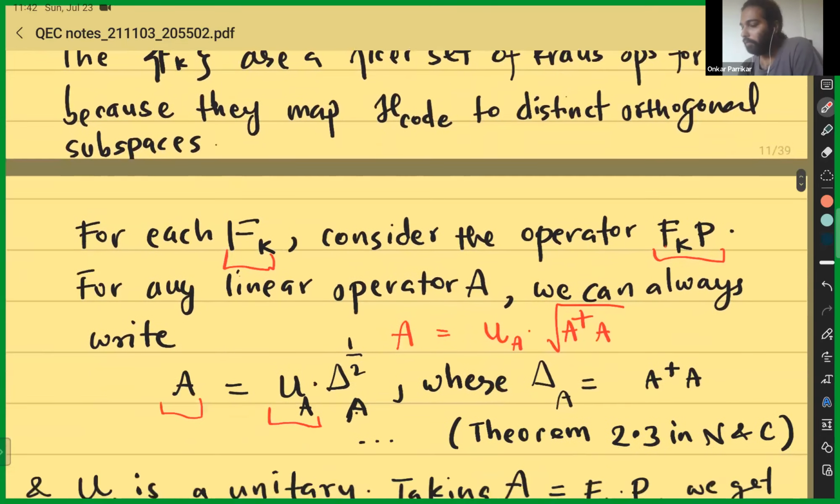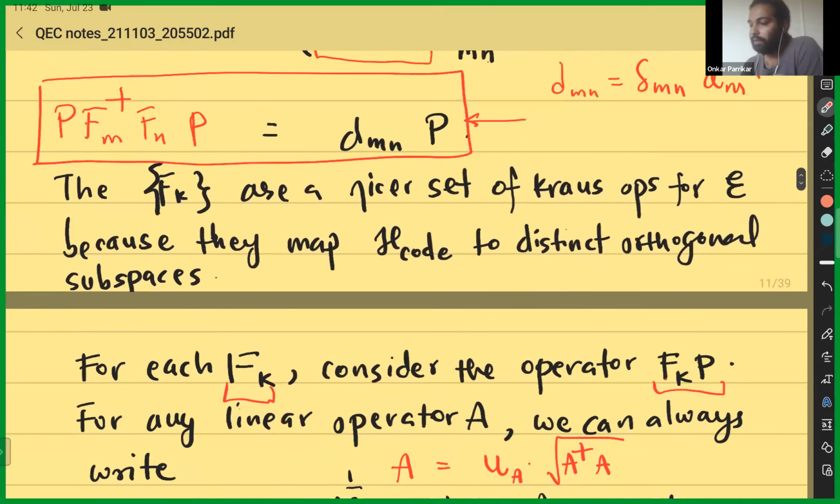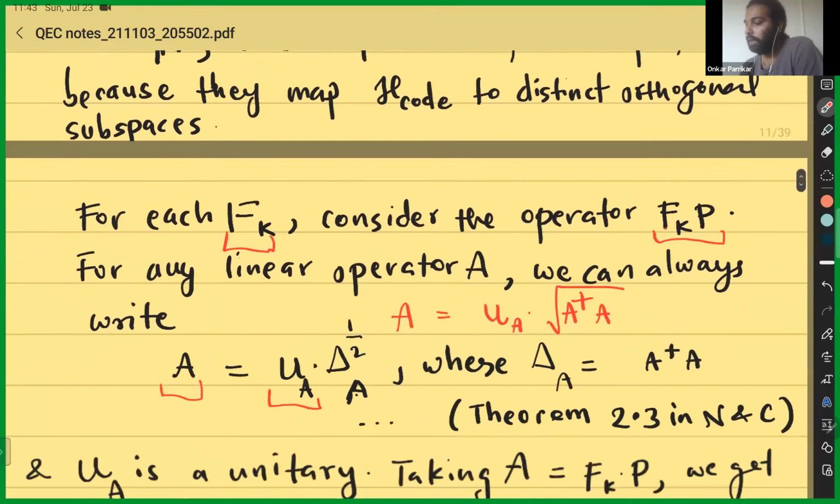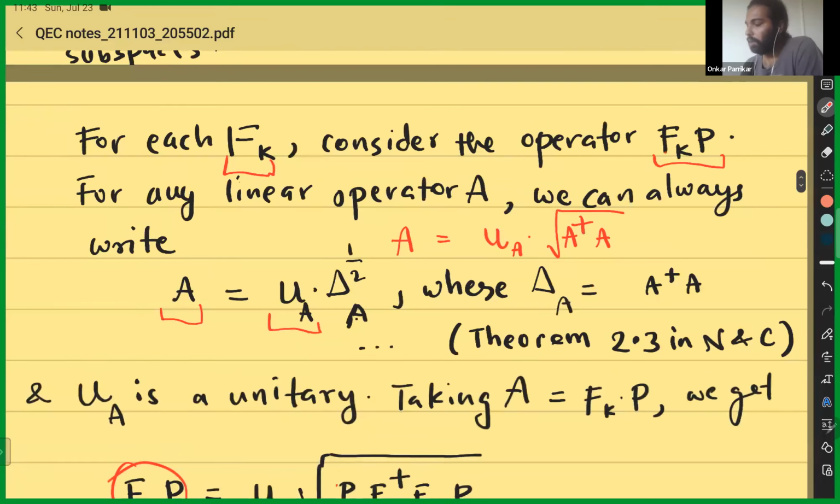But then what you do is that for each one of these F_k, so now we are always going to work with these F Kraus operators, you consider the action of these F_k on the code subspace. So we ask how does this Kraus operator F_k act on the code subspace? Another way to do that is just compute F_k times the code subspace projector.